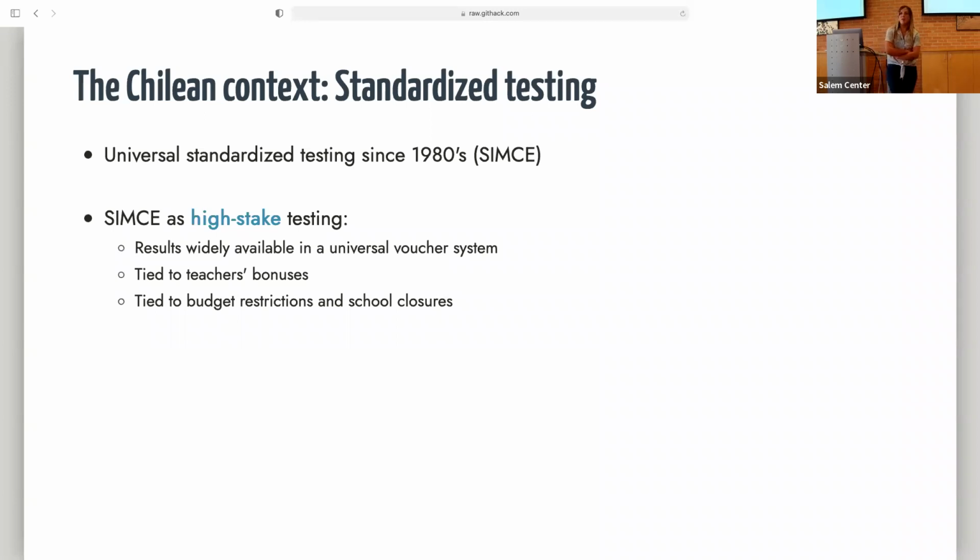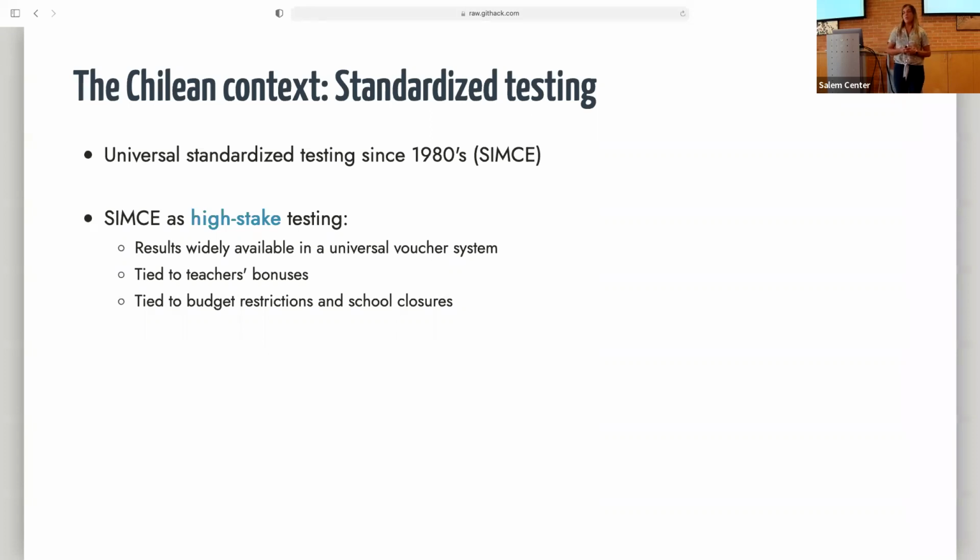So this test, which is called SIMCE, and you will see it come around a lot, is the kind of standardized test that everyone in Chile has to take. And the results are actually very high stakes because they're used, again, for resource allocation, for instance, and also school closures or different budget restrictions.